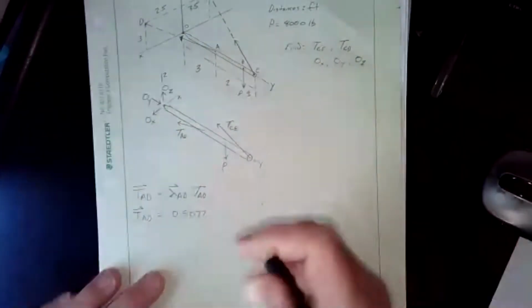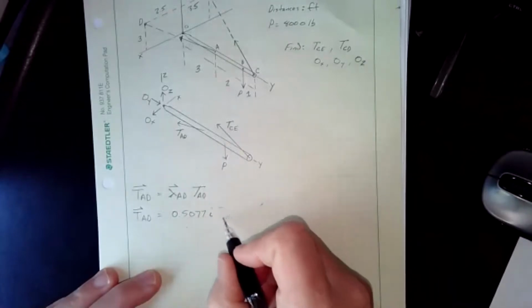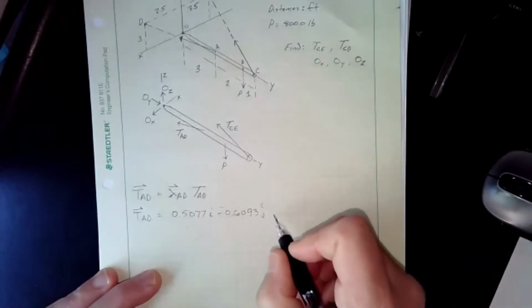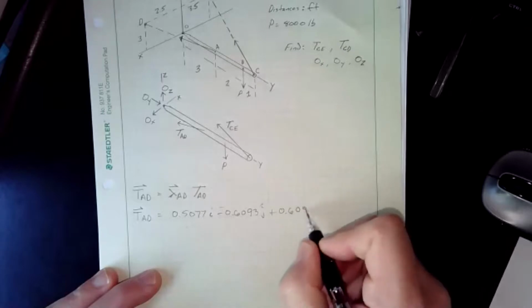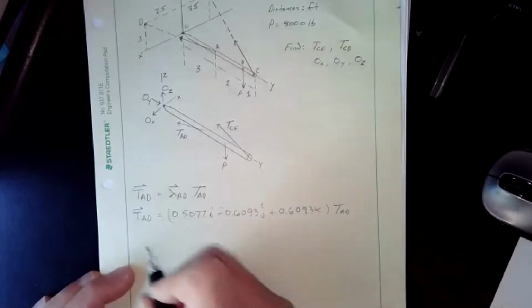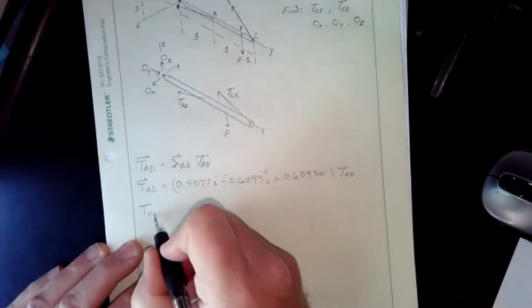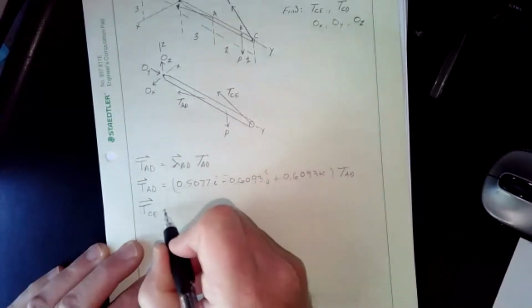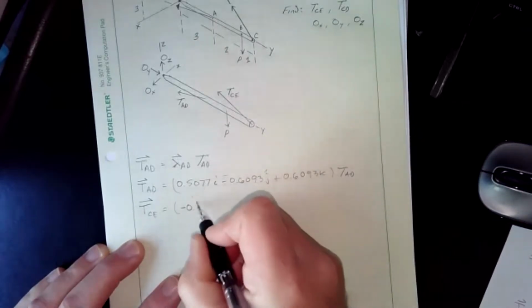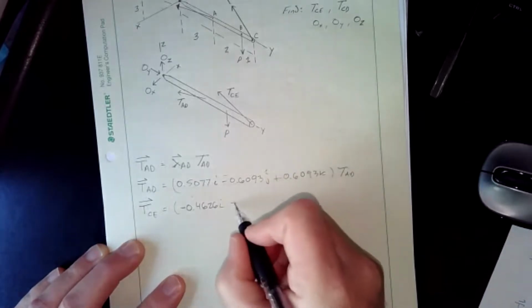Sorry, I should put the I. Redo that. 0.477 I minus 0.6093 J plus 0.6093 K, all times tension AD. And then the other one, tension CE, is similar, and it's negative 0.4626. And you don't have to carry all these decimals. I just did.